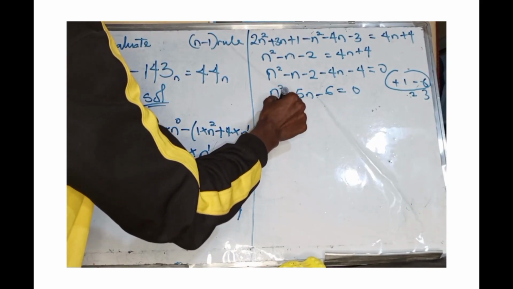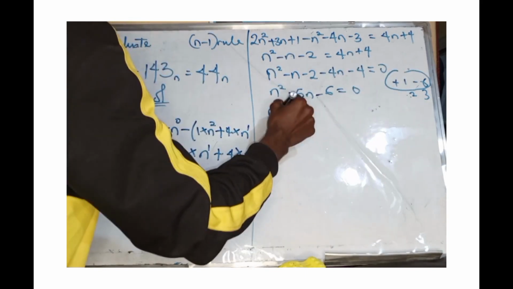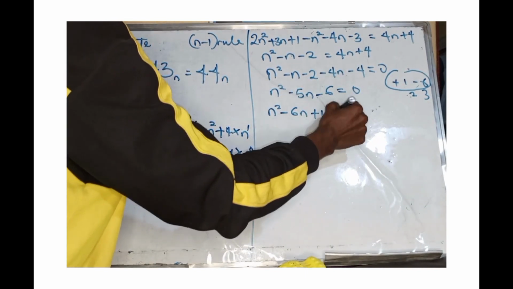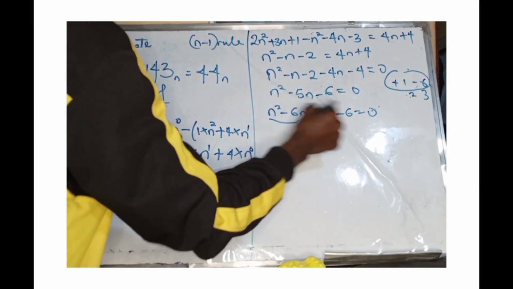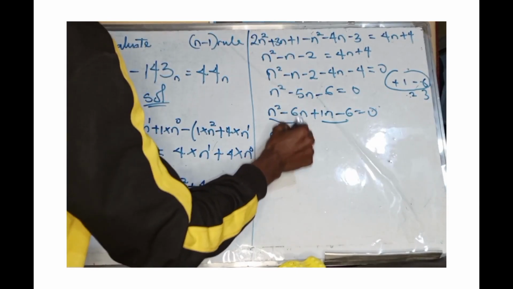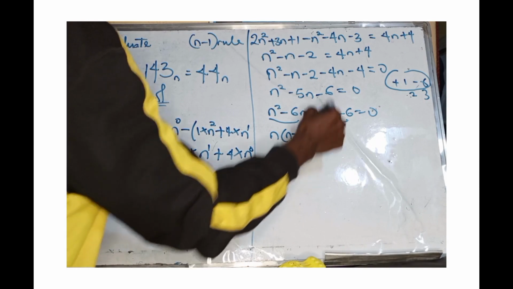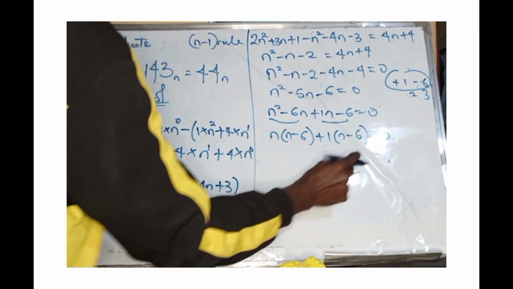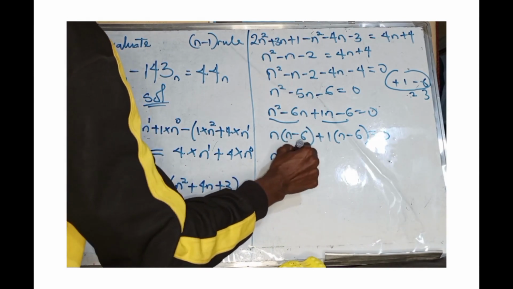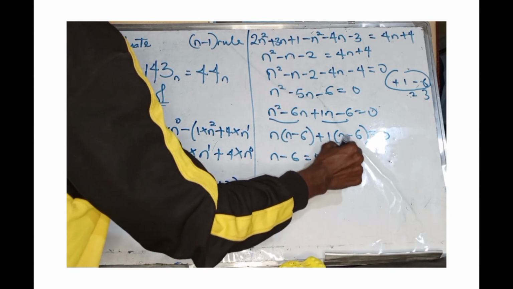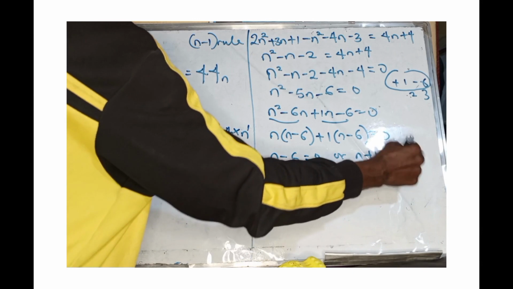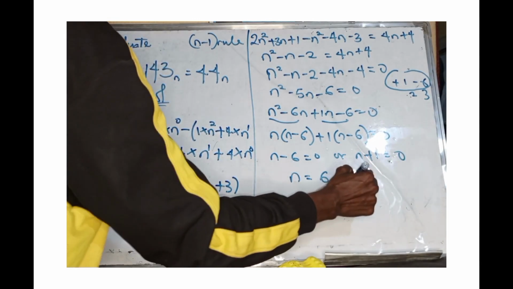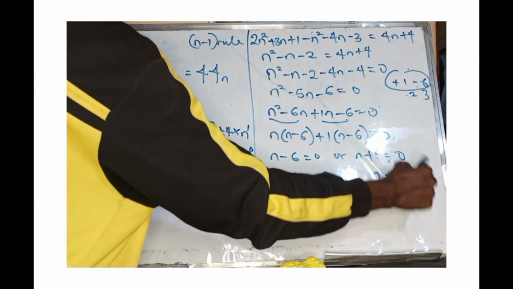Okay, so I have it to be n squared, starting from the smallest one, which is minus 6n, then plus 1n, then minus 6 is equal to 0. Now, what's common here? n is common here, open bracket, and minus 6 here. What's common here? Plus 1, open bracket, and minus 6, all equals 0. So it's either n minus 6 equals 0, or n plus 1 equals 0. So finally, guys, my n is equal to positive 6, or here n is equal to negative 1.